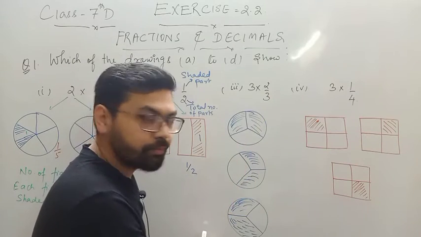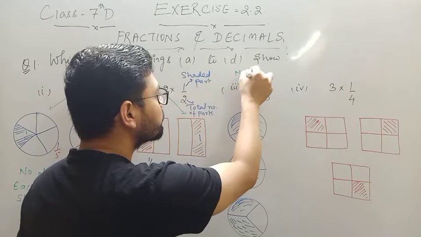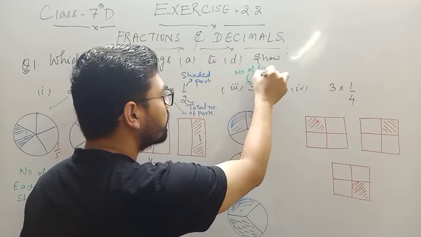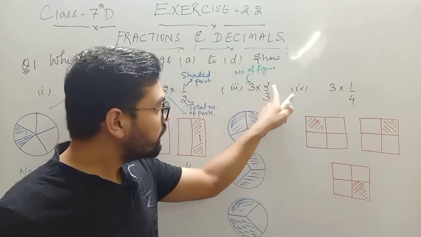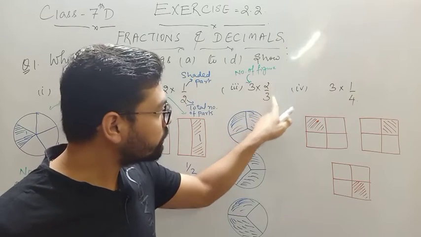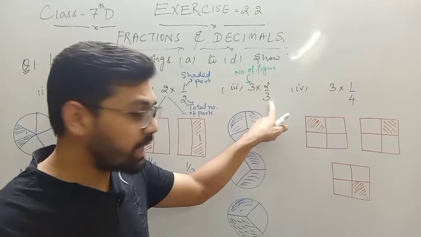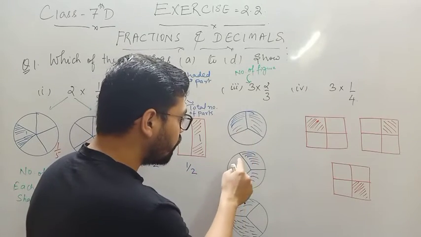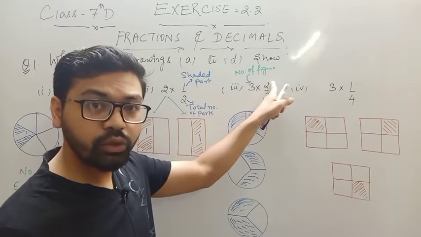Now similarly, what does this 3 indicate beta? Number of figures, or number of diagrams. What does this 2/3 indicate? That out of 3, 2 are shaded, right? So the total number of divisions that each figure has is 3. So 1 2 3, 1 2 3, 1 2 3, right? And how many parts are shaded? 2 parts are shaded.